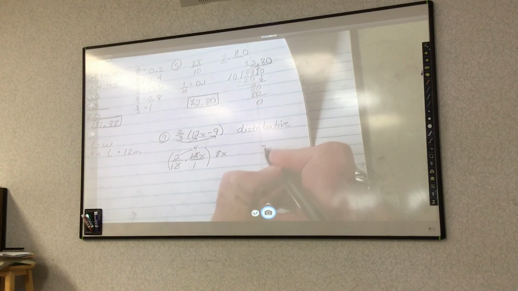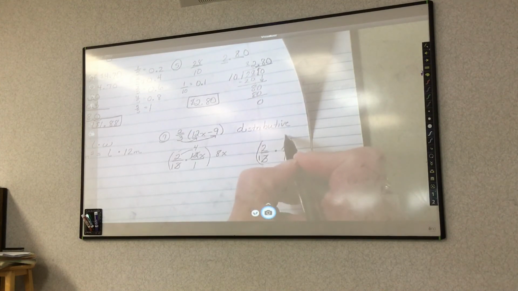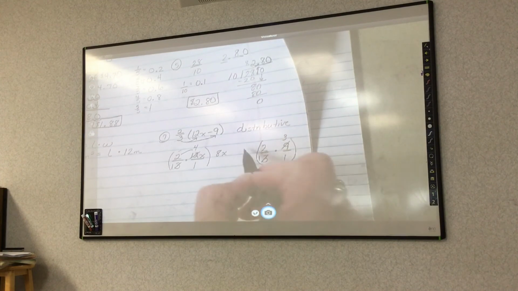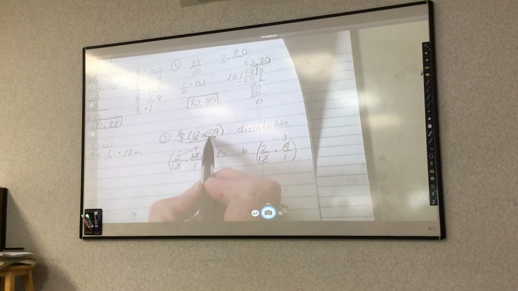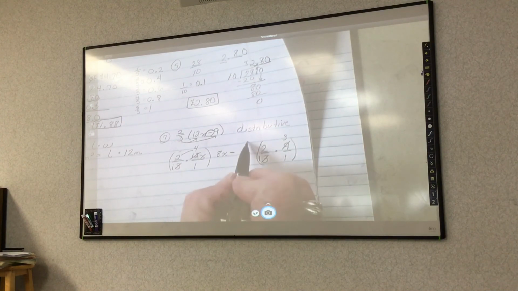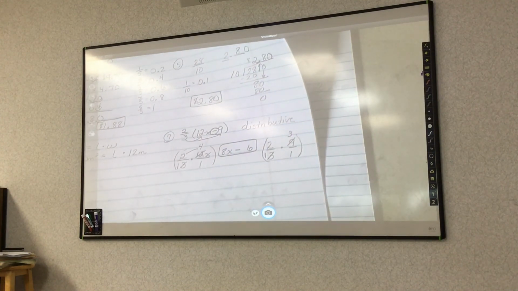Then I do 2/3 again times 9/1. I'm going to reduce by 3. 3 divided by 3 is 1. 9 divided by 3 is 3. 2 times 3 is 6. What do we have to put between those two? A subtraction, so it's 8x minus 6. And you're not solving anything, you're just using the distributive property and expanding it.